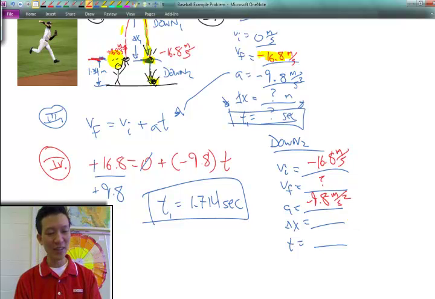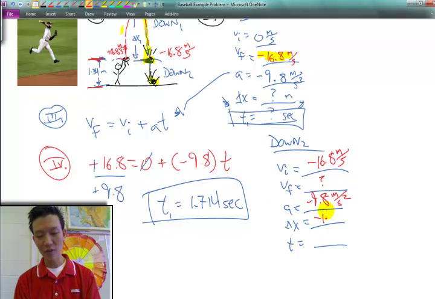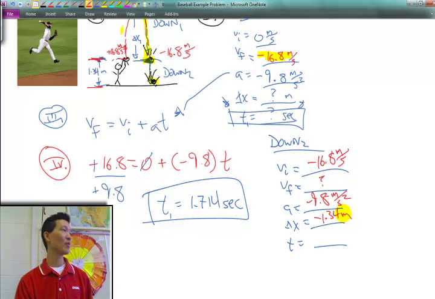Delta x. What can we call delta x from your hands to the ground? In this case, since they give us the height of the player, it'll be negative 1.34 meters. Why negative? Because the ball's going which way? Down. And time 2 is what we want to solve for there, okay?